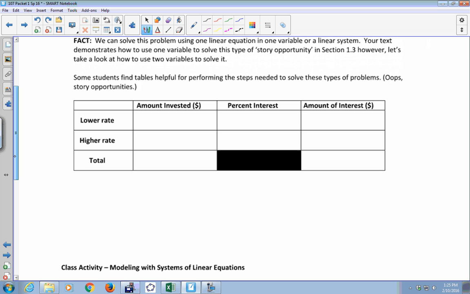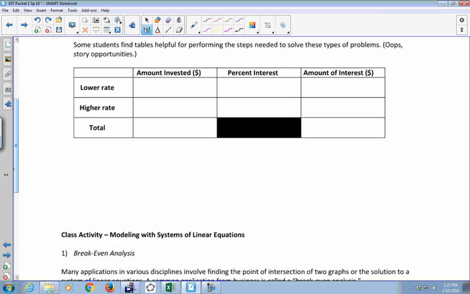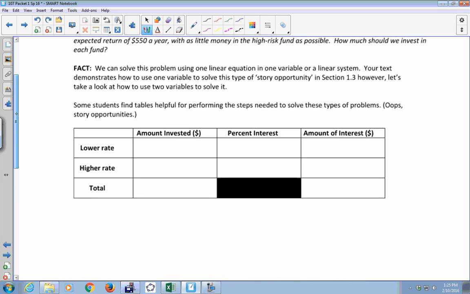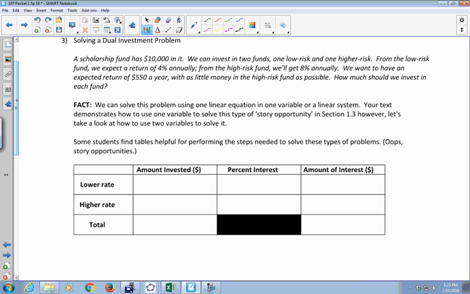All right. So some students find tables helpful for setting these kinds of problems up. Like I pointed out last class, start by identifying the question. How much should we invest in each fund? So there's two different funds, right? So I'm looking for two different numbers. We don't know what they are. Let's call them X and Y.